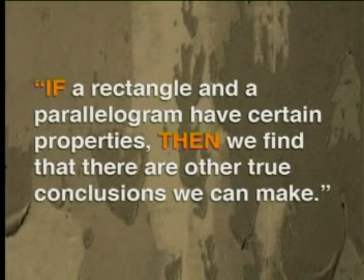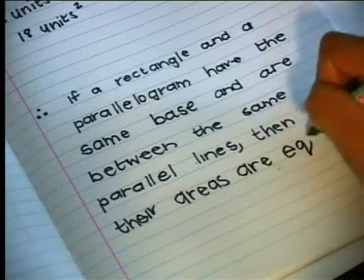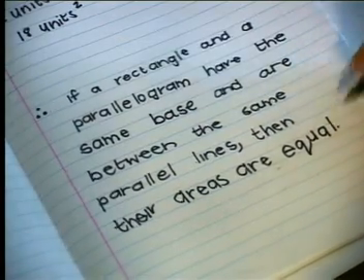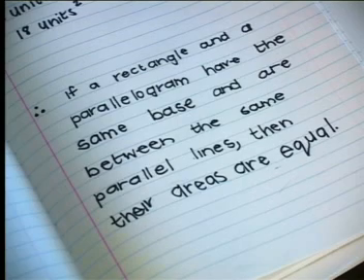Sure. A useful way is to use if and then. So you could say, if a rectangle and a parallelogram have certain properties, then we find that there are other true conclusions we can make. Let's try that. We can start with the then part because it's easier. We can say, then the areas are the same. And for the if part, we could say, if a rectangle and a parallelogram have the same base and are between the same parallel lines. We've got it. If a rectangle and a parallelogram have the same base and are between the same parallel lines, then their areas are equal.